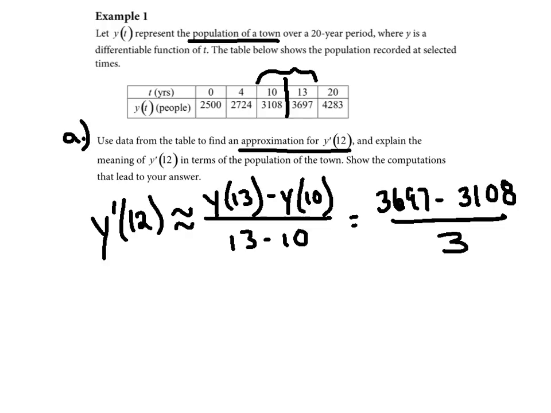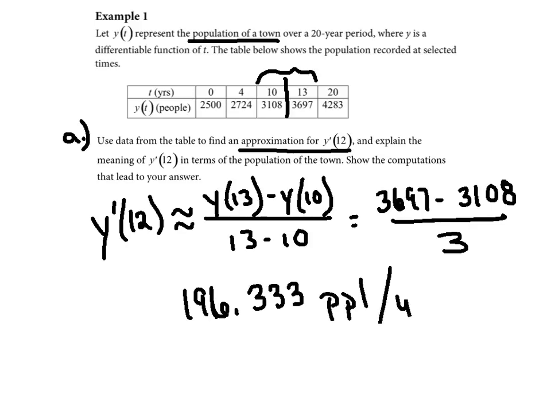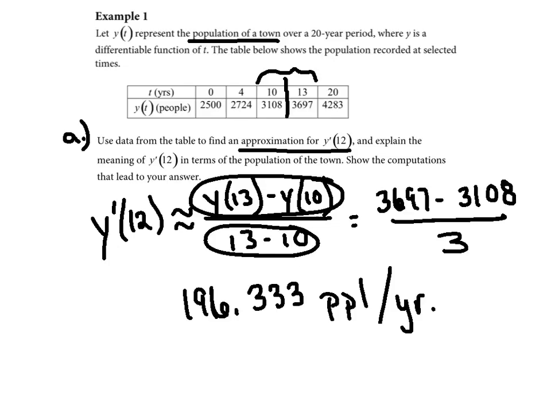And I got about 196.333, so we're reporting all of our answers with 3 decimals. And it's very important to include our label right here, and that would be people per year. Of course, your numerator is measured in people, your denominator is measured in years. Now, they also want us to explain the meaning.